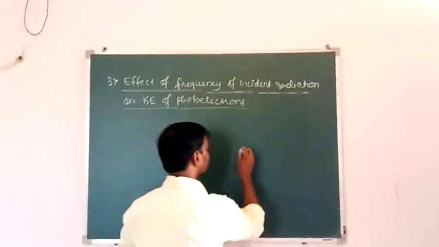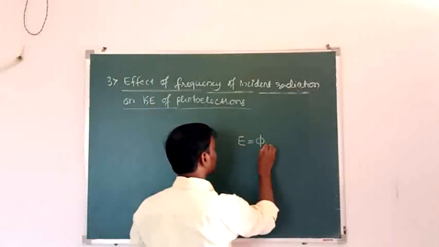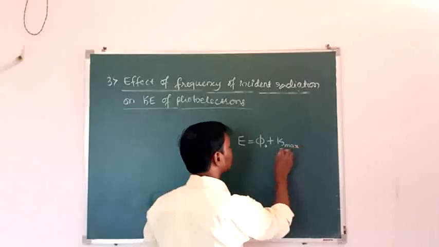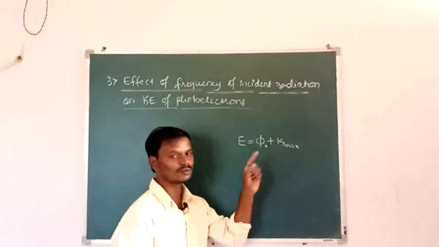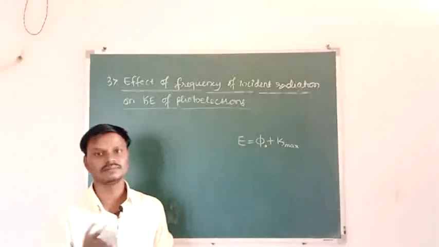Then what is Einstein's photoelectric equation? E is equal to phi naught plus K maximum. What do you mean by K maximum here? It is the maximum kinetic energy of the ejected electron from the emitter plate. Then what is phi naught here? Work function of the emitter plate.